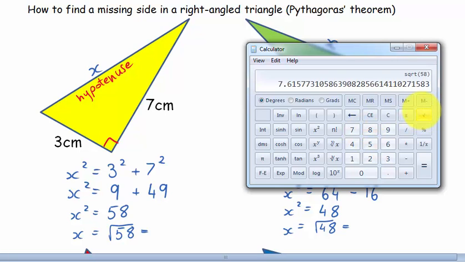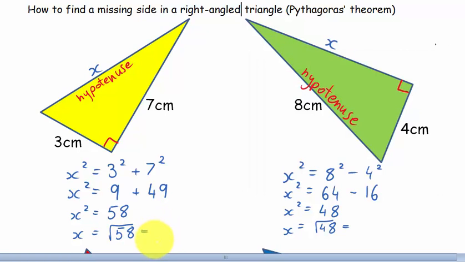I don't need that whole answer. It's enough if I've got my answer rounded to 2 decimal places. So in this particular case, it'll be 7.62, because taking into consideration that 5 as the third digit, I'm going to have to round the second decimal place up. 7.62 centimeters. If my sides were given in centimeters, my answer is also in centimeters.